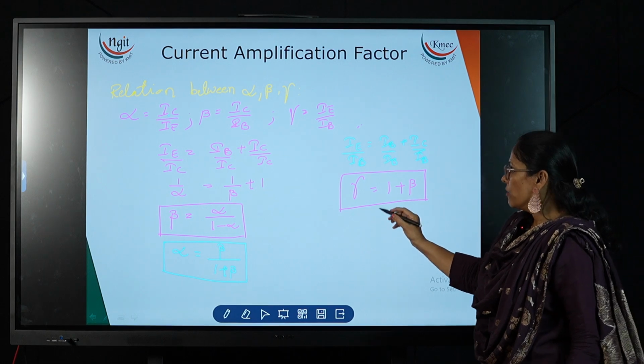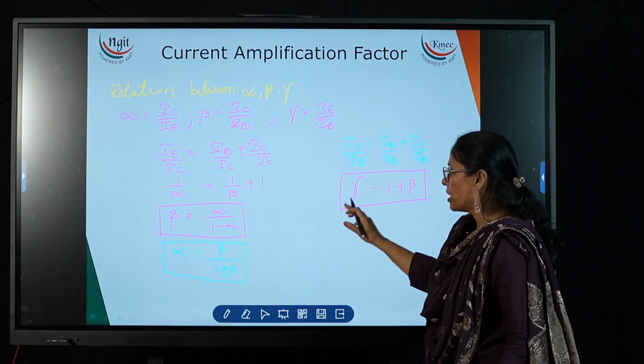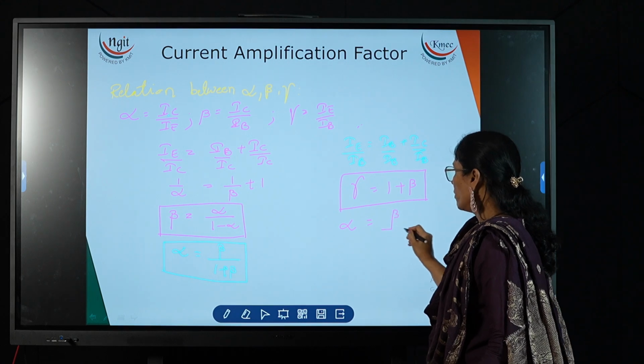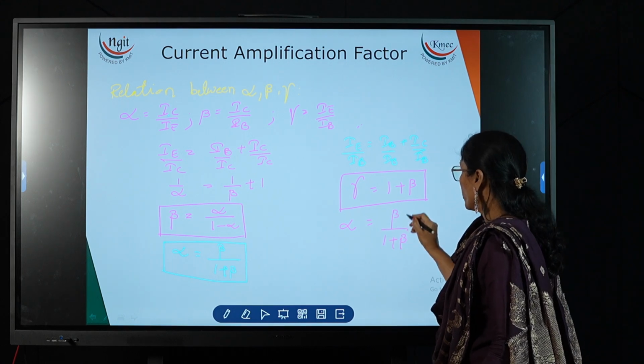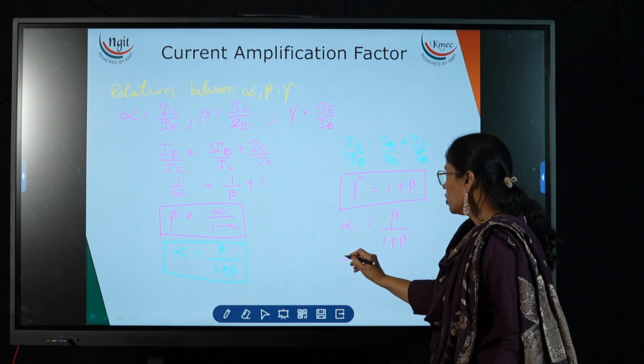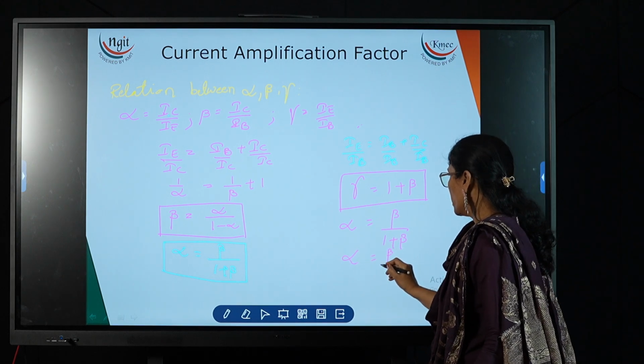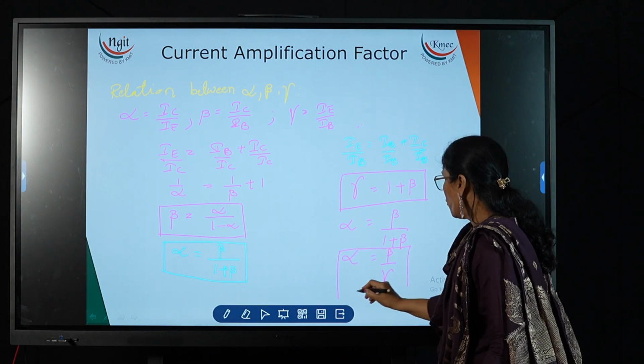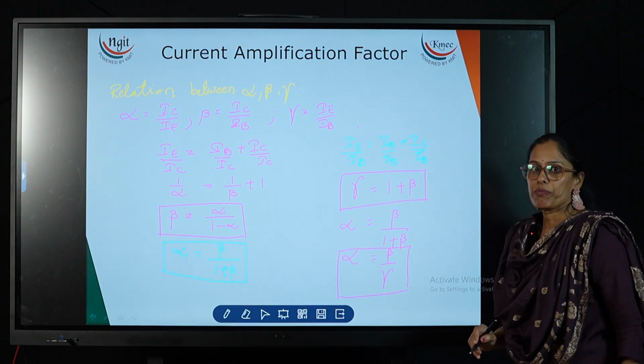So the relation between alpha, beta and gamma: alpha is equal to, as we already derived, beta divided by 1 plus beta. Now 1 plus beta is equal to gamma. So alpha is equal to beta divided by gamma. This is the relation between alpha, beta and gamma.